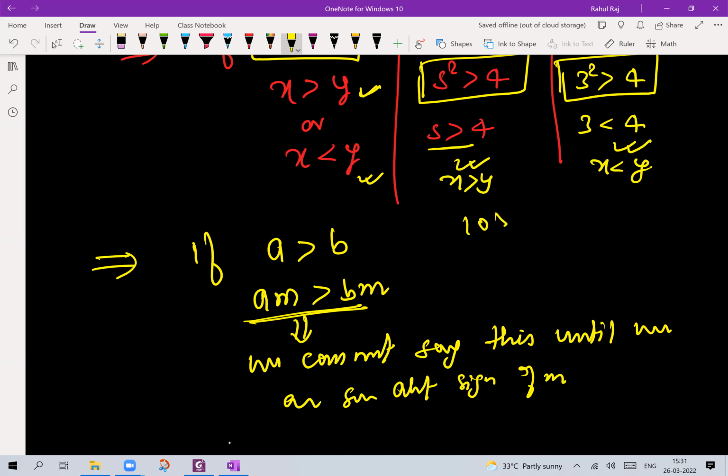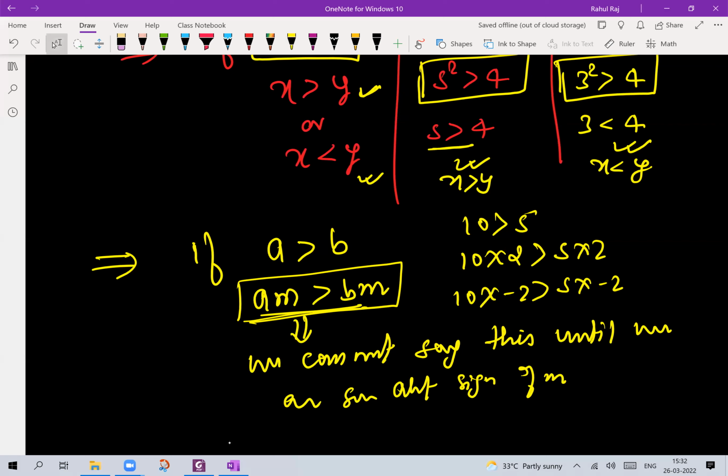Imagine 10 is greater than 5. So 10 cross 2 is actually greater than 5 cross 2. But again, 10 cross negative 2 is not greater than 5 cross negative 2, right? So if A is greater than B, AM is greater than BM, we cannot say this until we are sure about the value of M or sign of M whatsoever. Just by saying that, we don't know, because 10 is greater than 5, 10 cross 2 will be greater than 5 cross 2, 10 cross negative 2 will not be greater than 5 cross negative 2. Simple logic. Clear?